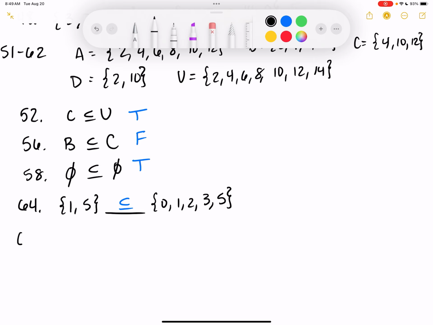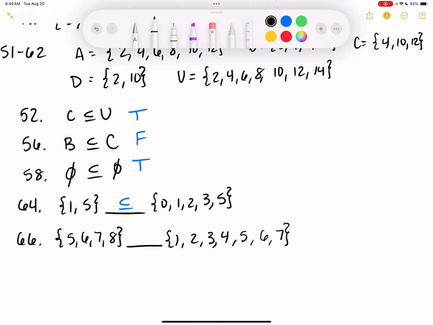Let's see, 66. The set of 5, 6, 7, 8, and we're determining if this is a subset or not of the set 1, 2, 3, 4, 5, 6, 7. Is this a subset? Nope, because the one on the left has an 8 and the one on the right does not. So we would do the same thing, draw a little subset symbol, and then just draw a line through it to show that it is not a subset.